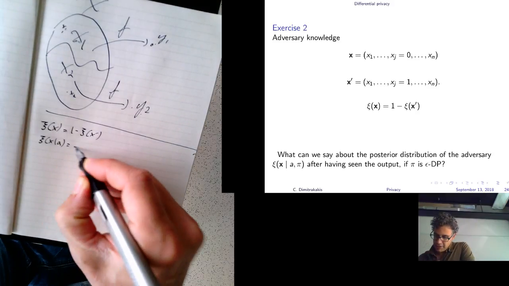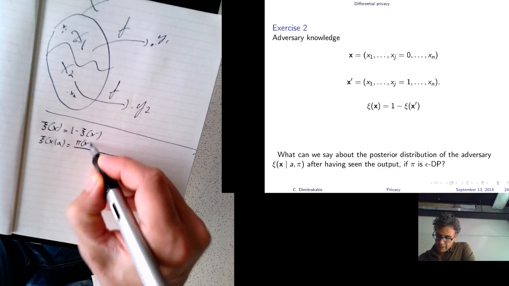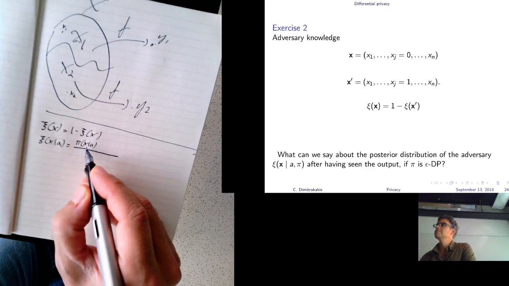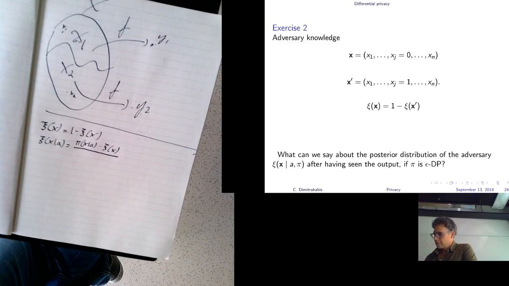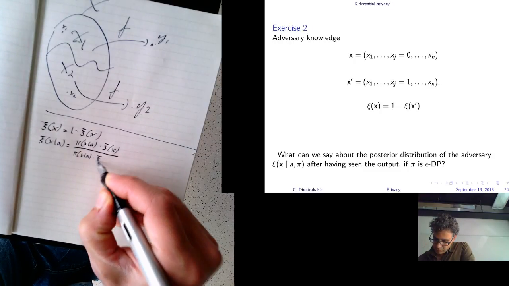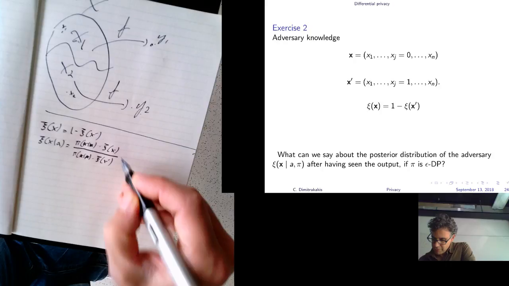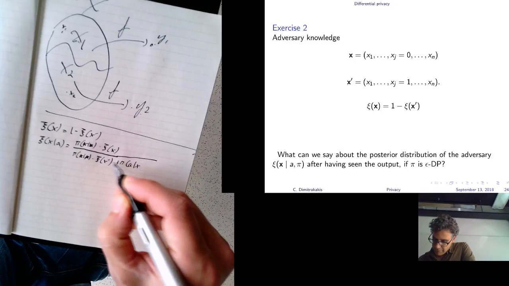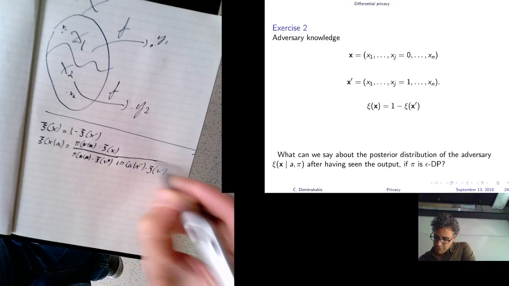And we know that this is basically just the probability of a given x. We assume here that the adversary knows the mechanism, so he can just plug this in there. And the prior probability of x, right? And then we divide by the same thing. Oops, this is the wrong way around. The probability of a given x and x prime times the priors. Okay, so this is basically it.